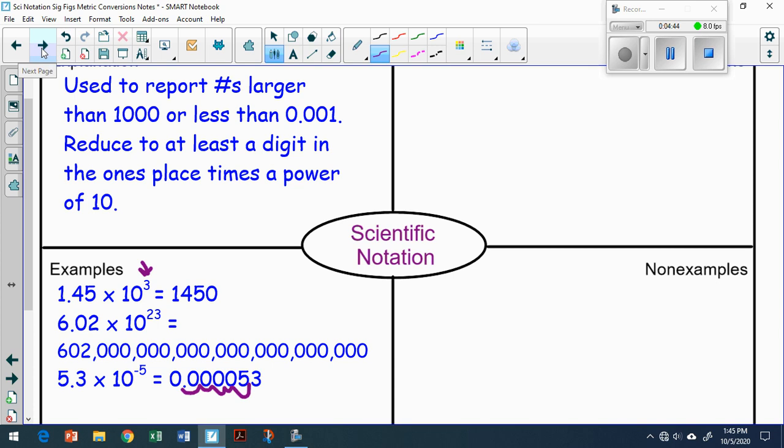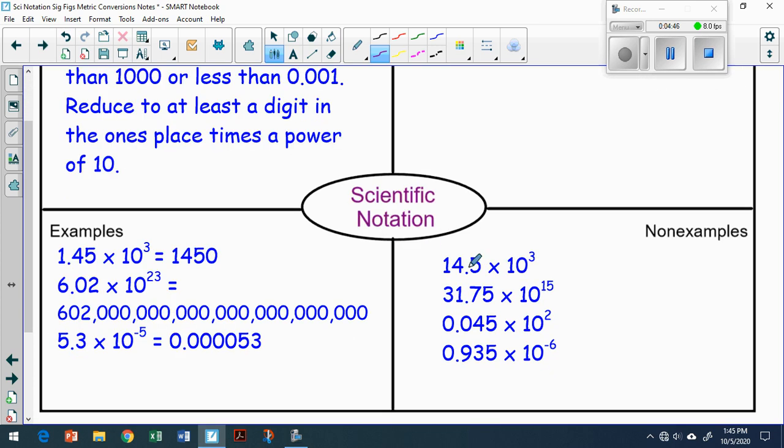Now, what is not scientific notation? Well, here, notice there are 2 digits left of the decimal. So that's a big no-no. I can only have 1 non-zero digit left of the decimal. Here, I have 0 in the ones place. That's a problem. I have to have a non-zero digit. So these are examples that would not actually be correct scientific notation. They're calculations and they might represent a real number, but they're not scientific notation.